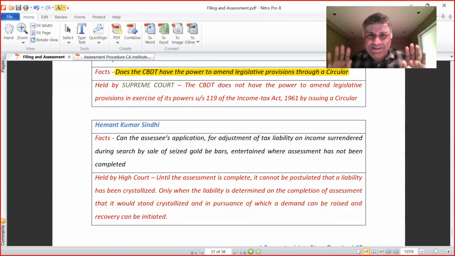So friends, we are over with assessment along with powers of income tax officials. When I say that we are over with assessment, I meant the entire process of assessment. Okay, I want to just give you a brief about this assessment order.